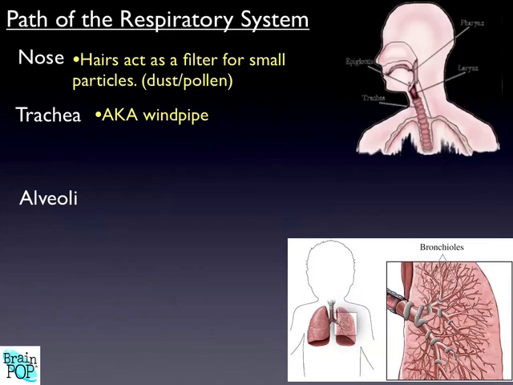So air goes down this trachea. It's a windpipe, sometimes called. It's reinforced with these rings of cartilage that strengthen it, because obviously if your windpipe collapses, if it's damaged, that can cause you not to be able to breathe, and you need to breathe to live.